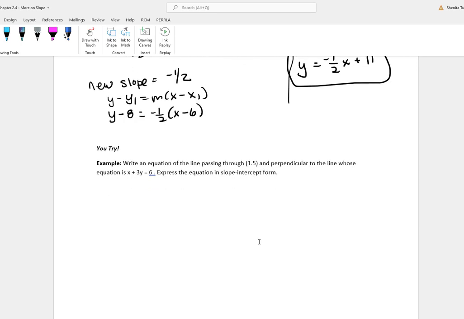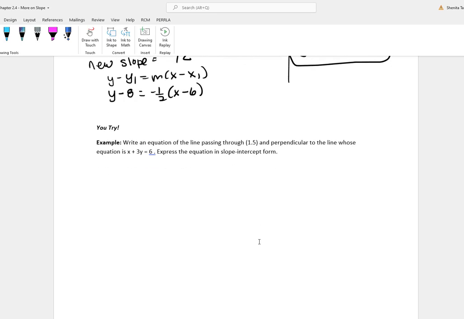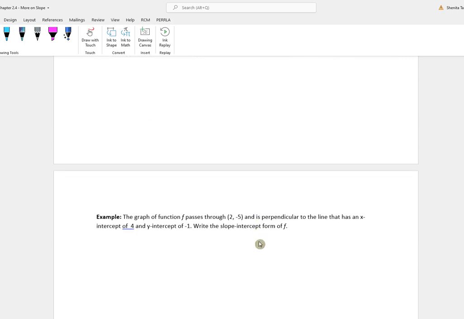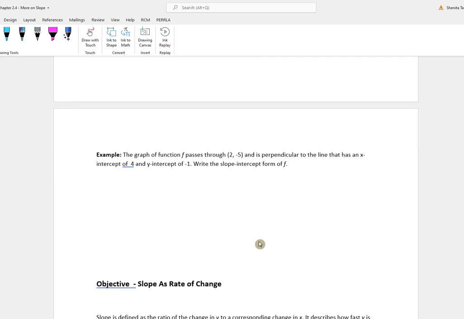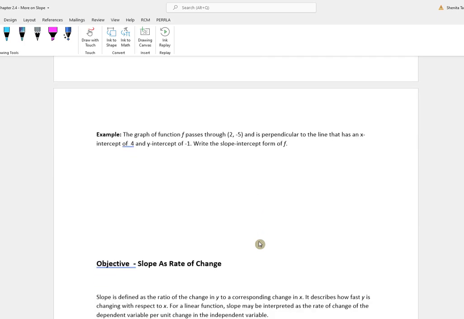The next problem is a You-Try problem. This should be a comma here. And I'll go ahead and give you the answer. The answer is y is equal to 3x plus 2. The next one is also a You-Try problem. And the answer here is y equals negative 4x plus 3.